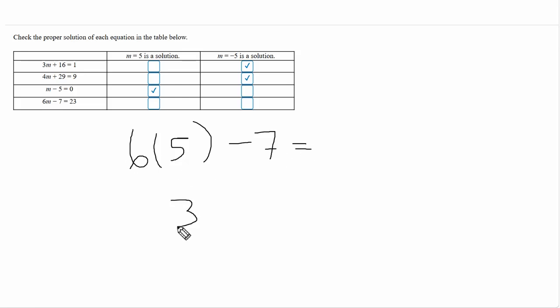So 6 times 5 is 30. 30 minus 7 gives us what? It gives us 23. So there you go. You got the answer directly. But don't forget, it's always good to practice.